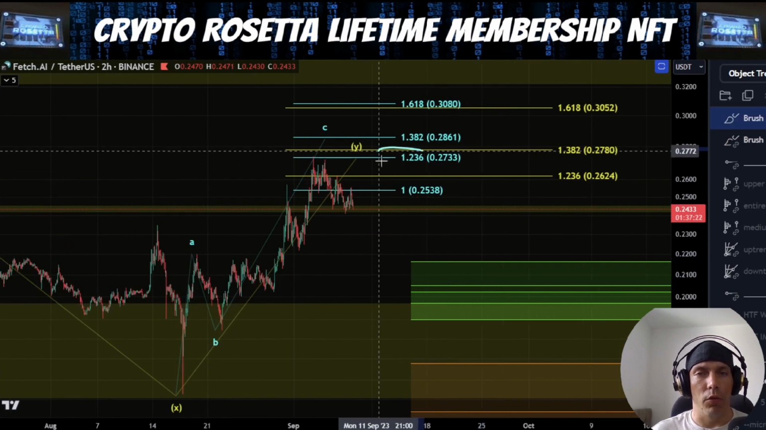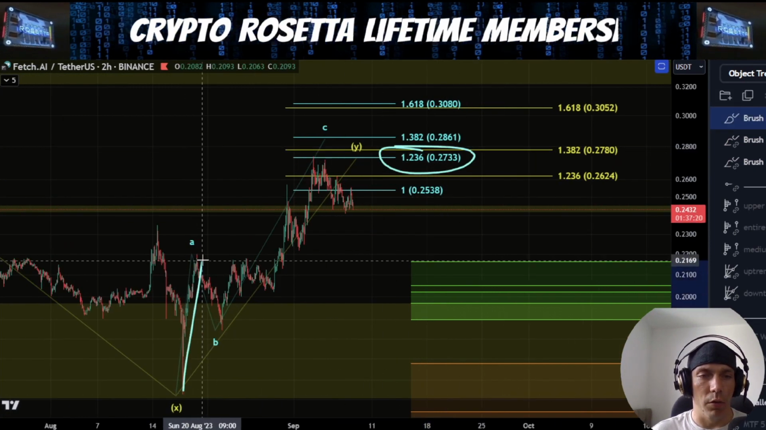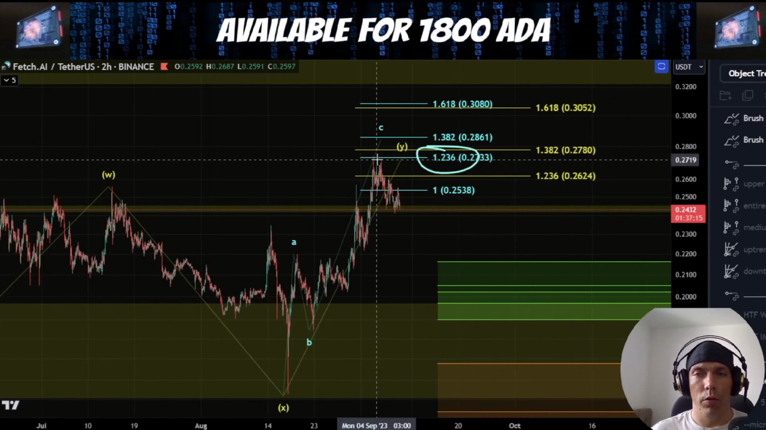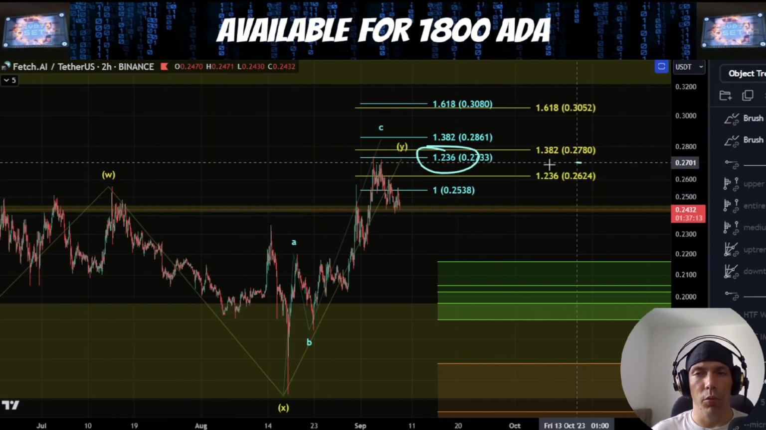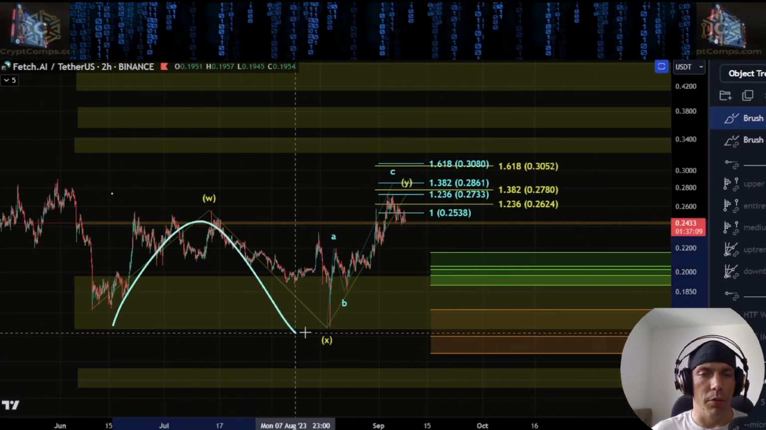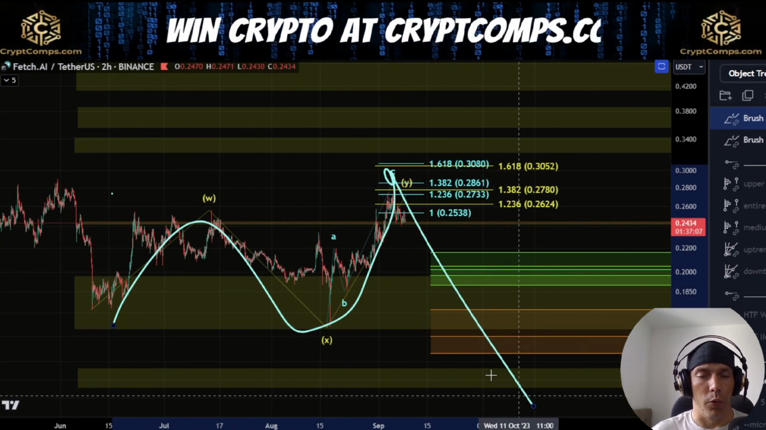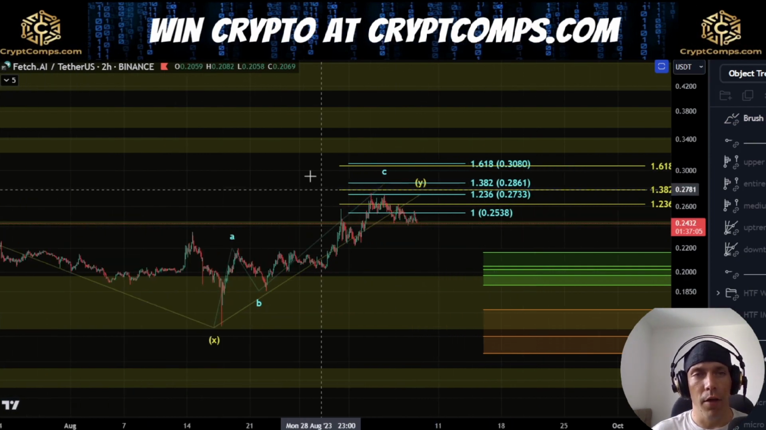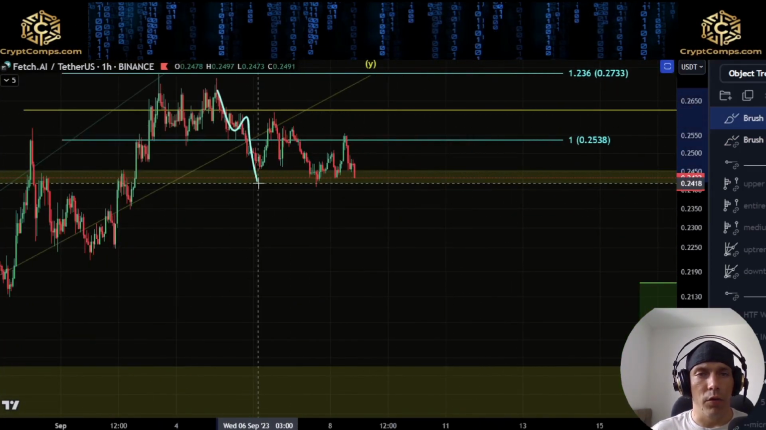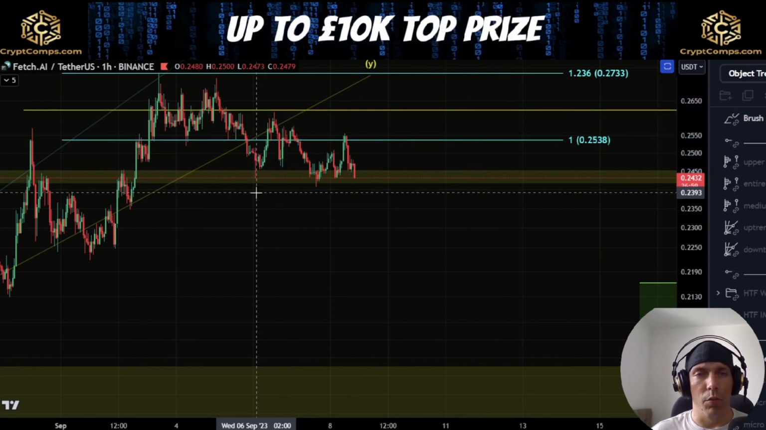We have come up here towards the 1.236 of this A wave, and we have also hit the 1.336 of the W wave here. So because we've hit those two zones already, I'm just also being mindful that this move could look for a reversal to the downside. We don't really have too much to go off of currently. This move down is looking very corrective the way that it's moving.